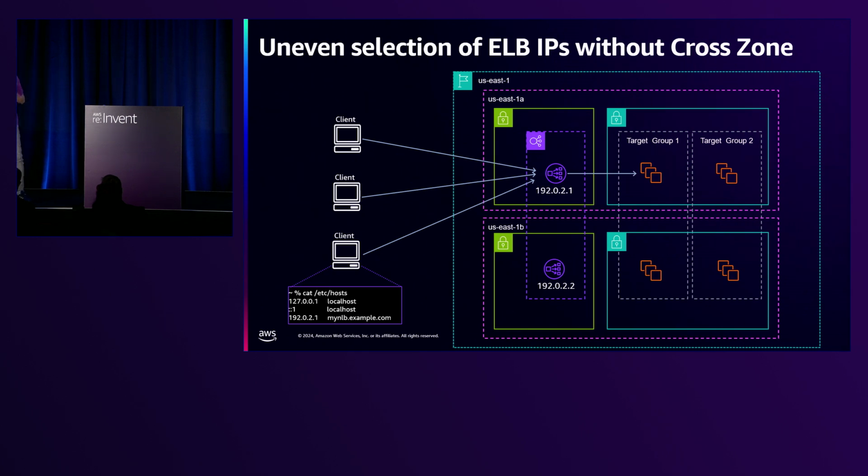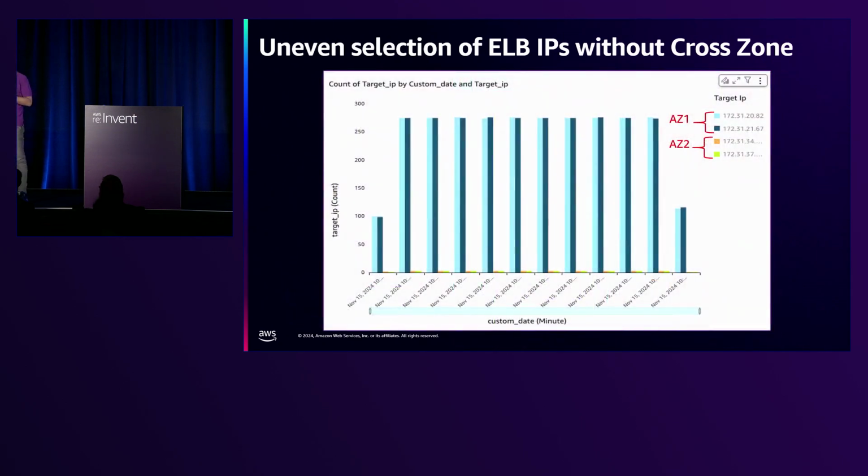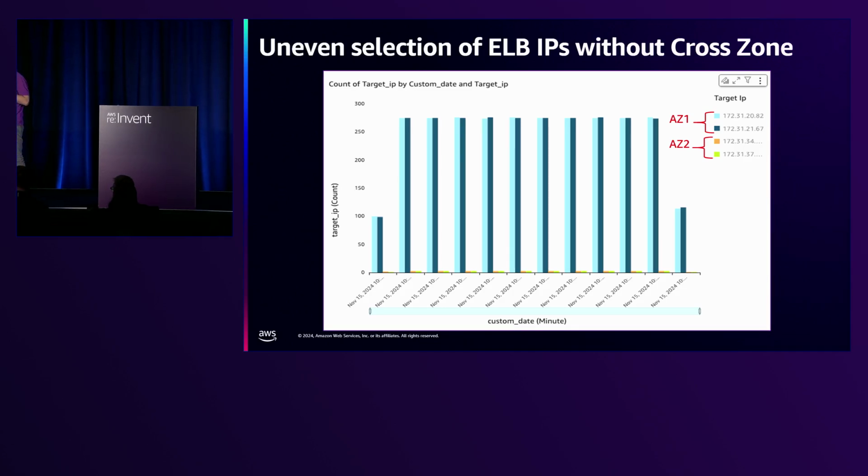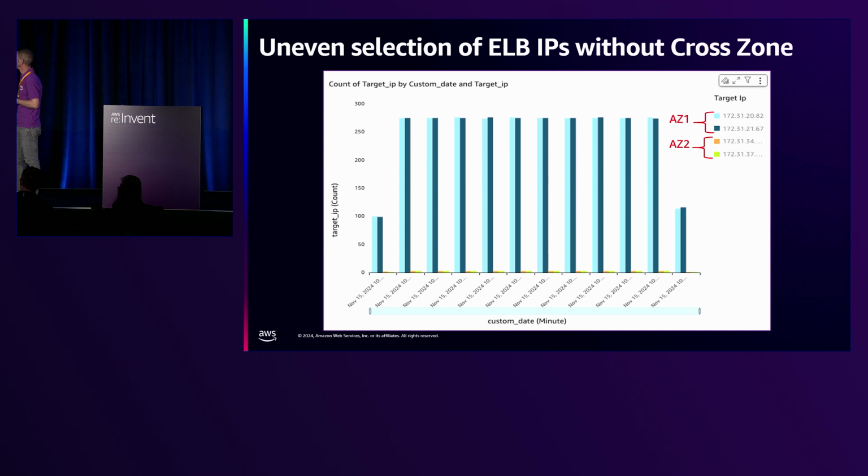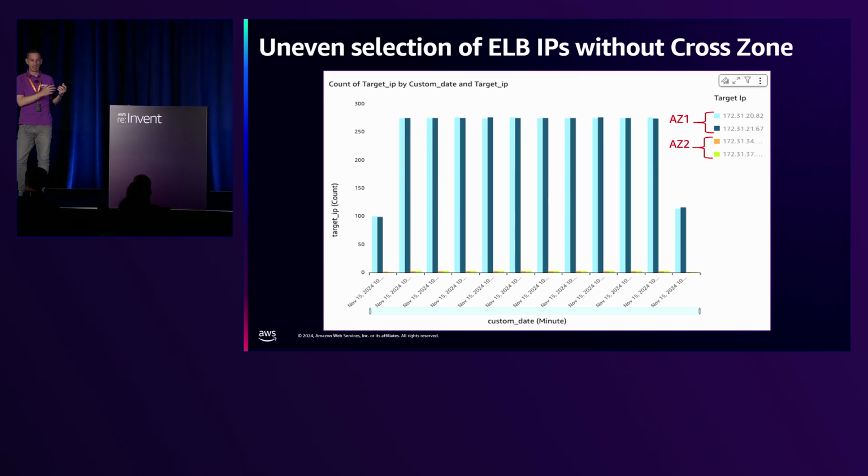This means that if the clients are not selecting all the available IPs in a balanced way and the cross zone is off, then this will result in an uneven distribution. As is shown in these slides, here we are seeing a graph showing the number of requests received by some targets. So I performed a test with 4 targets in a target group, 2 in each availability zone. And as is visible, essentially only 2 targets were receiving traffic. And this is because my clients were sending traffic only to one ELB IP, and the cross zone was disabled.